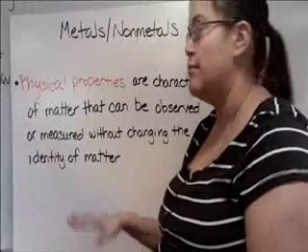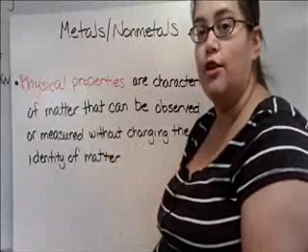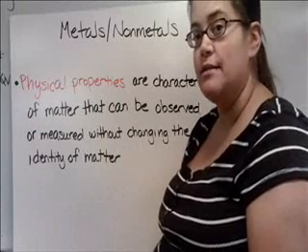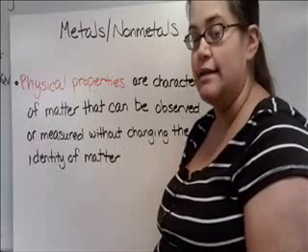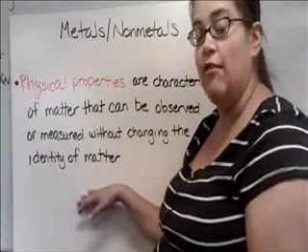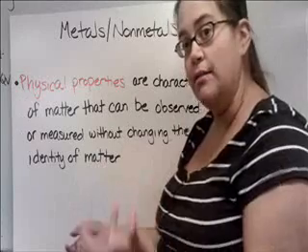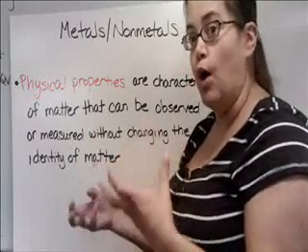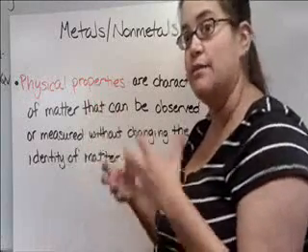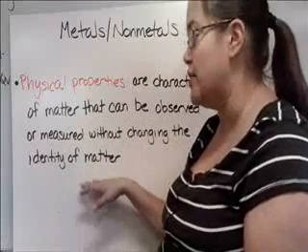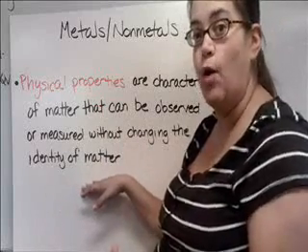So let me break that down. A physical property is something that you can look at or measure or find out from a substance without changing what the substance is. Now this doesn't mean state of matter. You can take water and melt it, it's still water, right? If it's ice, you can melt it, it's still water. That would be a physical property.